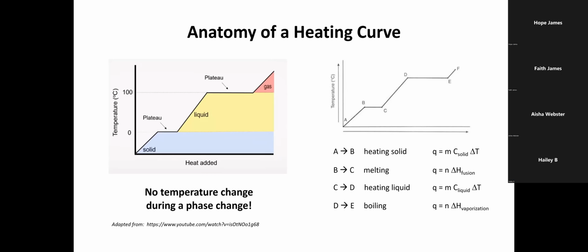Okay. So all of these are for calculating the amounts of heat or the amount of energy for these different kinds of things we're doing. We're heating, then we're melting, we're heating, and then we're boiling. And then what are we doing between E and F?